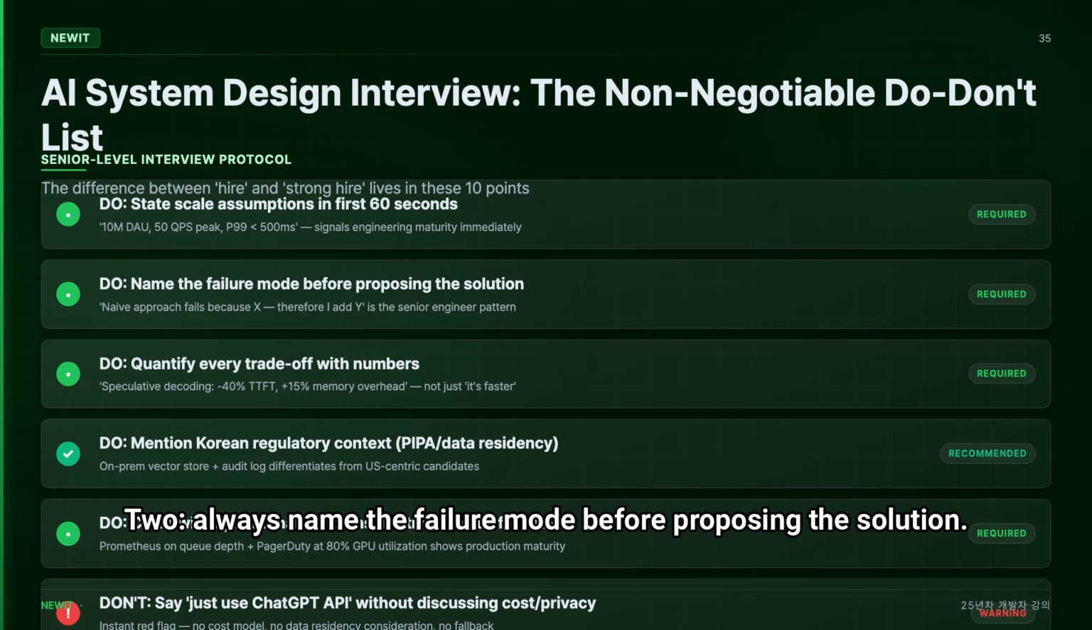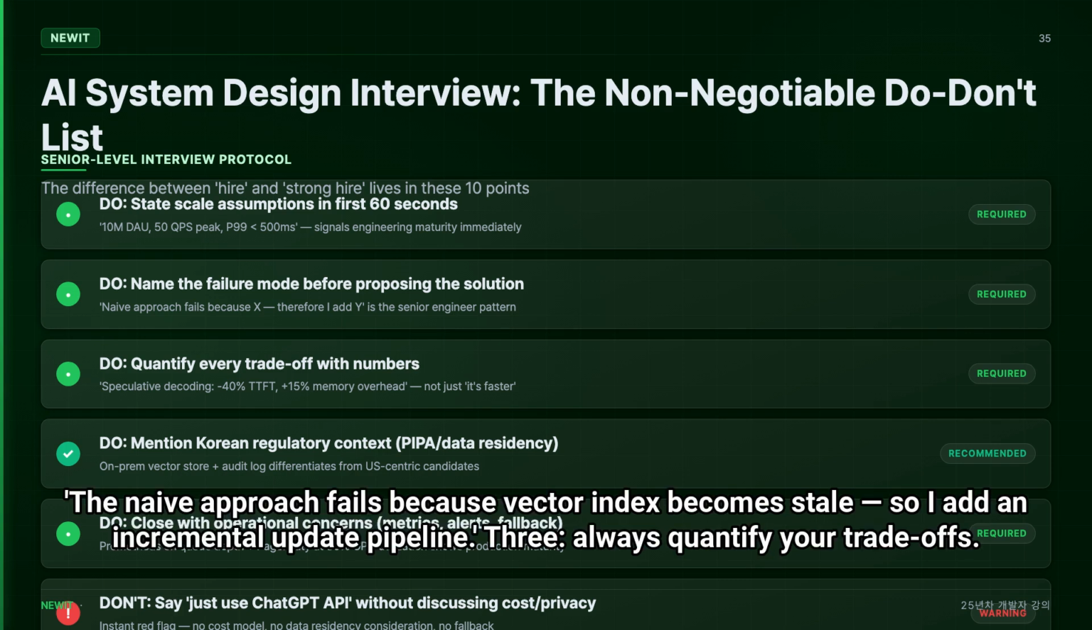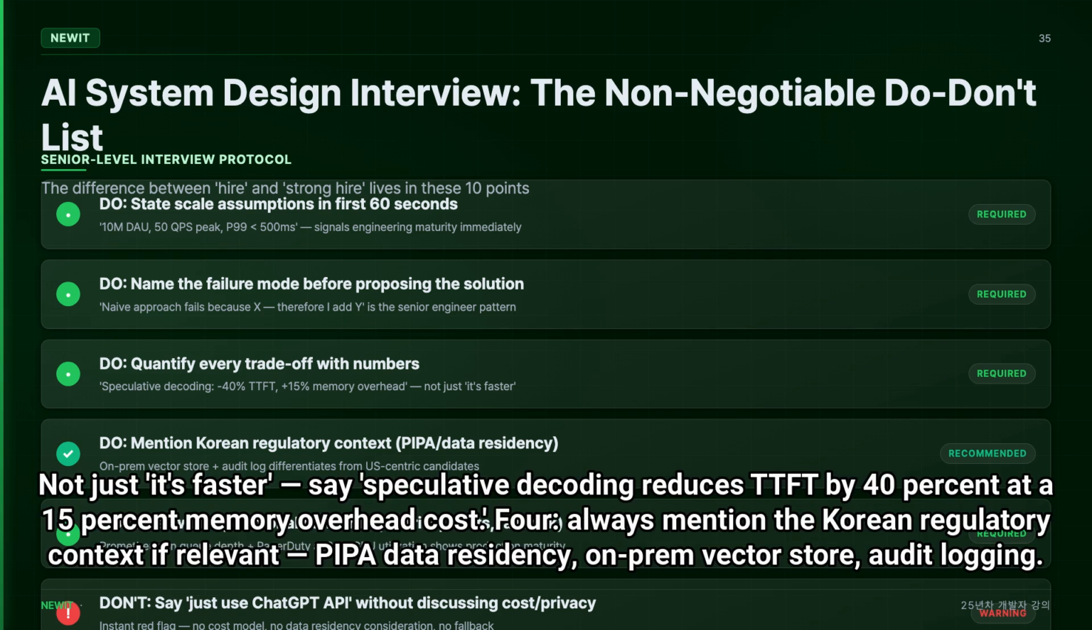2. Always name the failure mode before proposing the solution. The naive approach fails because the vector index becomes stale, so I add an incremental update pipeline. 3. Always quantify your trade-offs. Not just it's faster, say speculative decoding reduces TTFT by 40% at a 15% memory overhead cost.